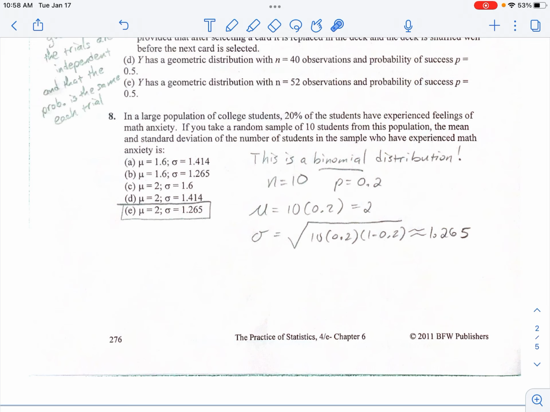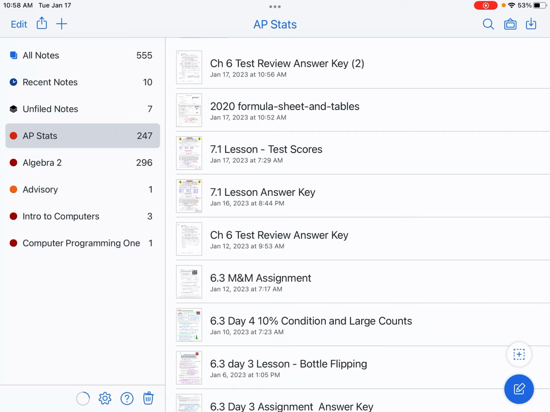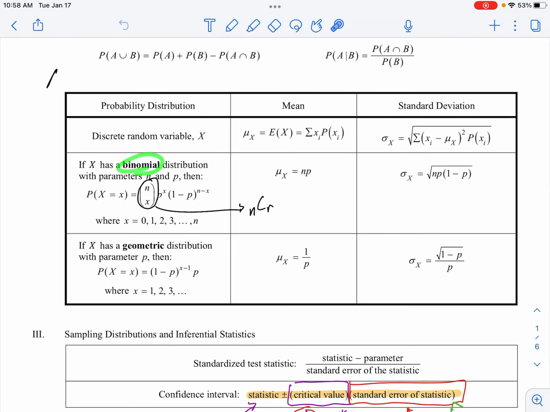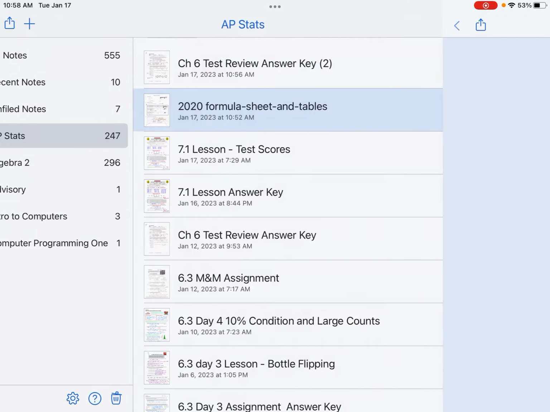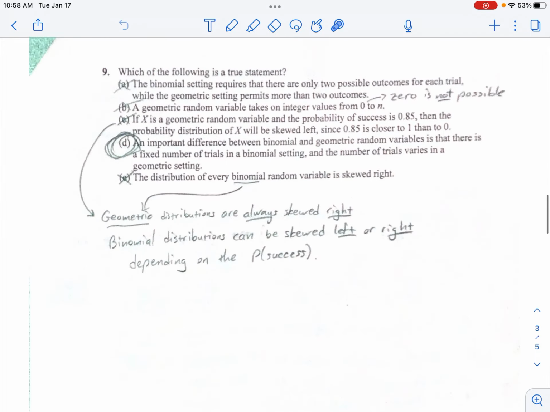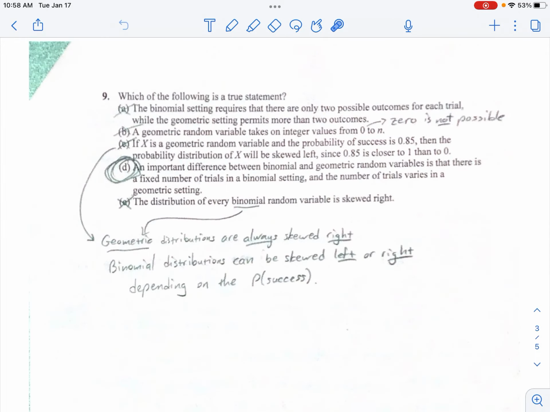So then, how did I get these two formulas? You don't have to memorize them. Look on your College Board sheet for the binomial formulas. They are binomial here for your average and here for your standard deviation. And these are the ones I used. And I already wrote down what n is and what p is. So you have all the ingredients. You just got to use them carefully. Okay? And plug them in carefully. Number 9, which is true.